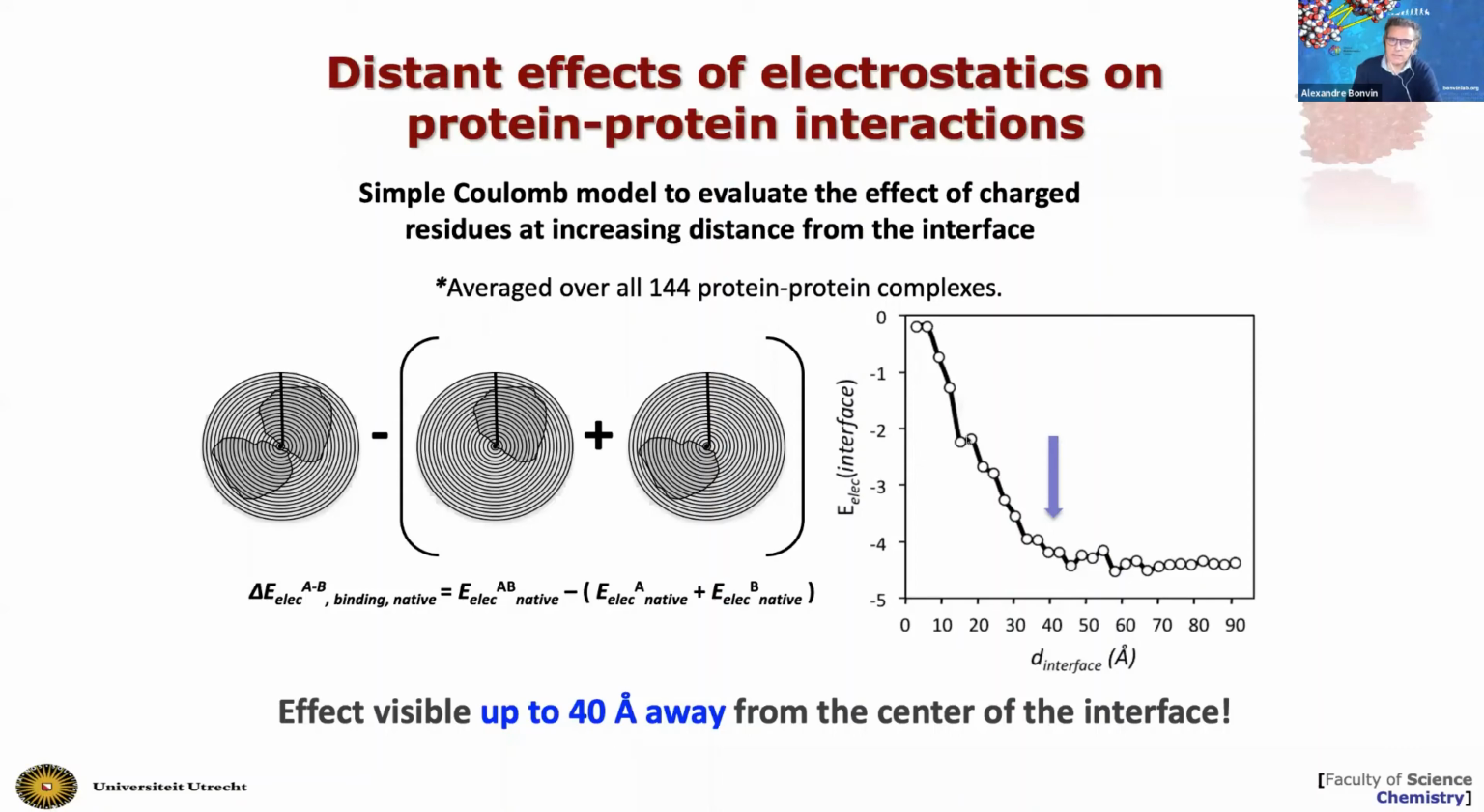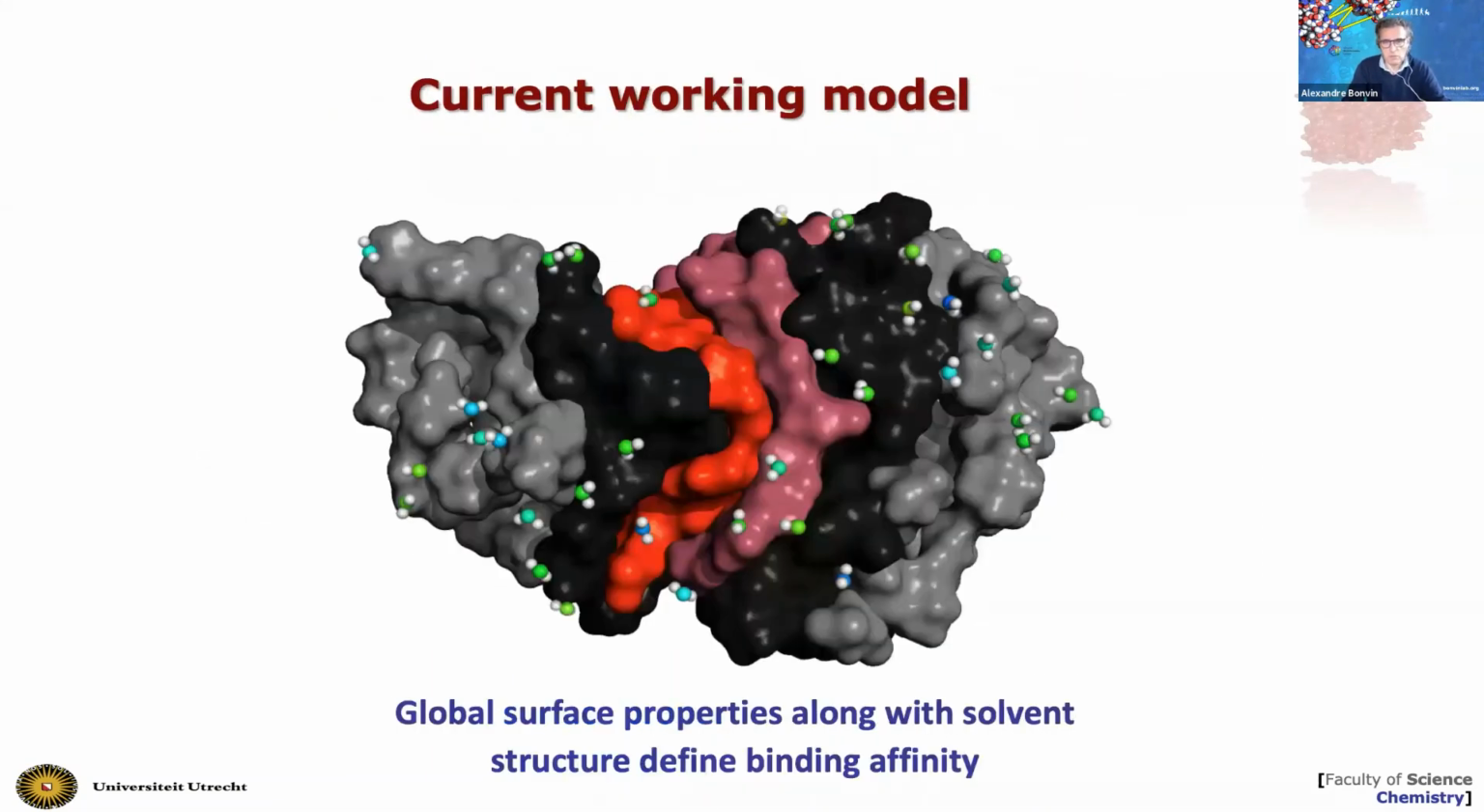And you see that if we don't use a cutoff, so we calculate everything, the electrostatic interaction energy goes down up to about 40 angstrom. So it seems here that the interface is sensitive to long-range effects. Things that are happening far away from the interface still seem to affect the interface. So our current working model based on this observation was that we need to consider global surface properties together, of course, with the interface. It's not like there is nothing in the interface. I think the interface is the major component, but if you want to refine your models of binding affinity, you need to consider the non-interacting surface.